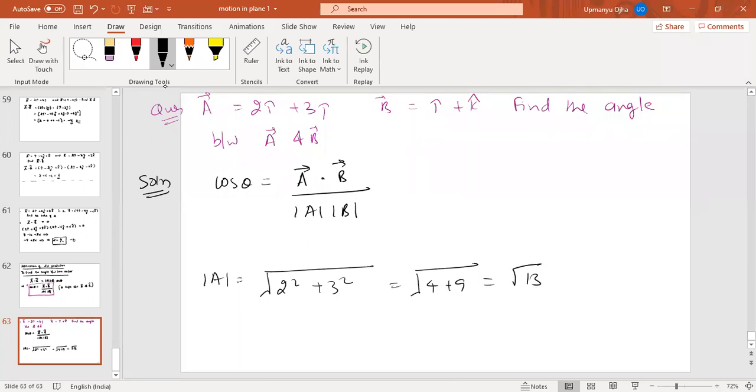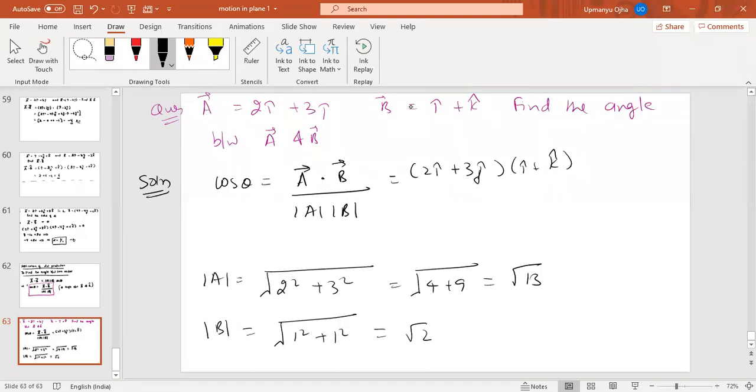Okay, root 13 now. And what is the value of mod of B? That is equal to 1 square plus 1 square, because I cap into k cap. So it should be what? Root of 2. Okay. So mod A is equal to root 13 and mod B is equal to root 2. Okay. So now A dot B. A value is how much? 2 I cap plus 3j cap dot of I cap plus k cap divided by mod A and mod B. Mod A is root 13, mod B is root 2.